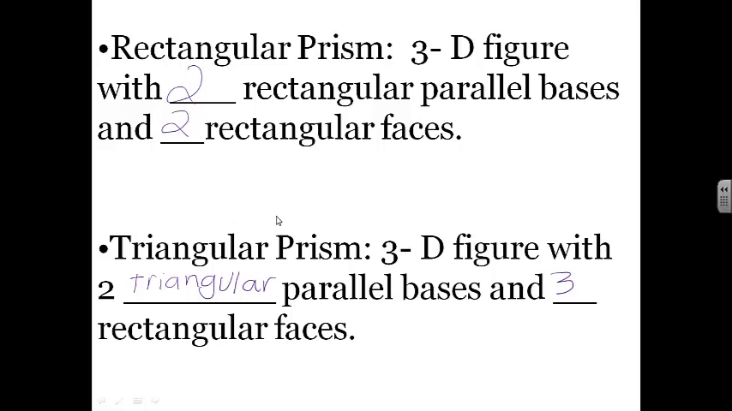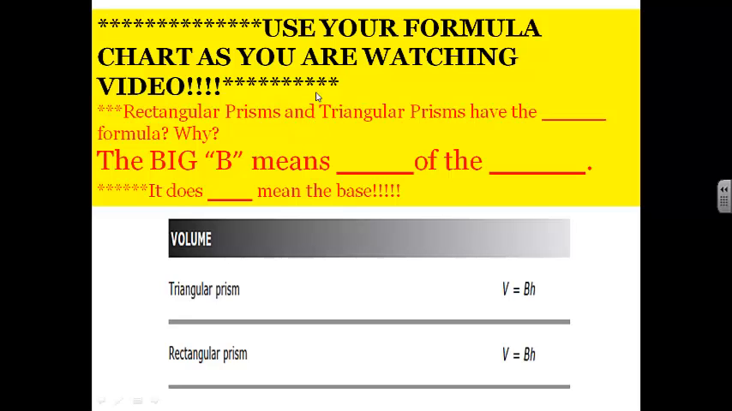Okay, so on our formula chart we're going to be working with prisms here. We're going to be doing rectangular and triangular. As you see highlighted, use your formula chart as you are watching this video. You've got to use it. You can't do it without it. So we're going to look at our formula chart. Rectangular prisms and triangular prisms have the same formula.